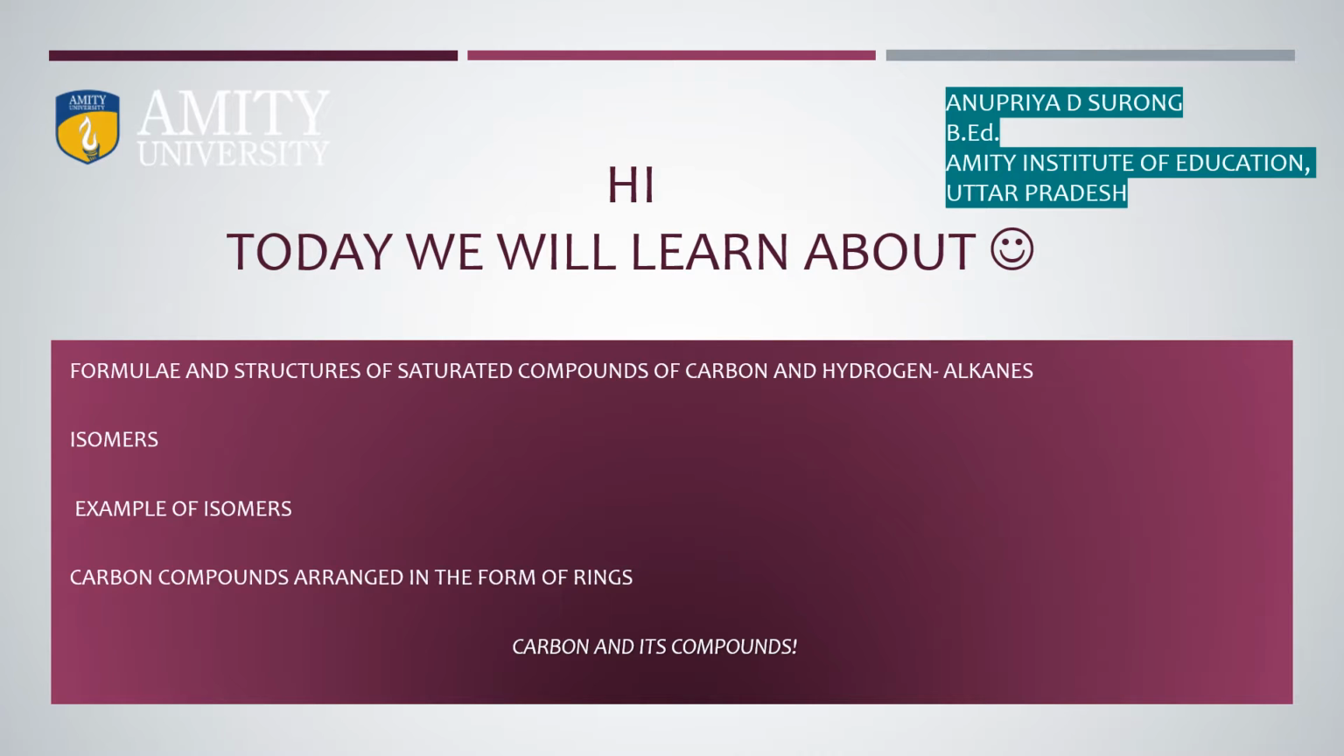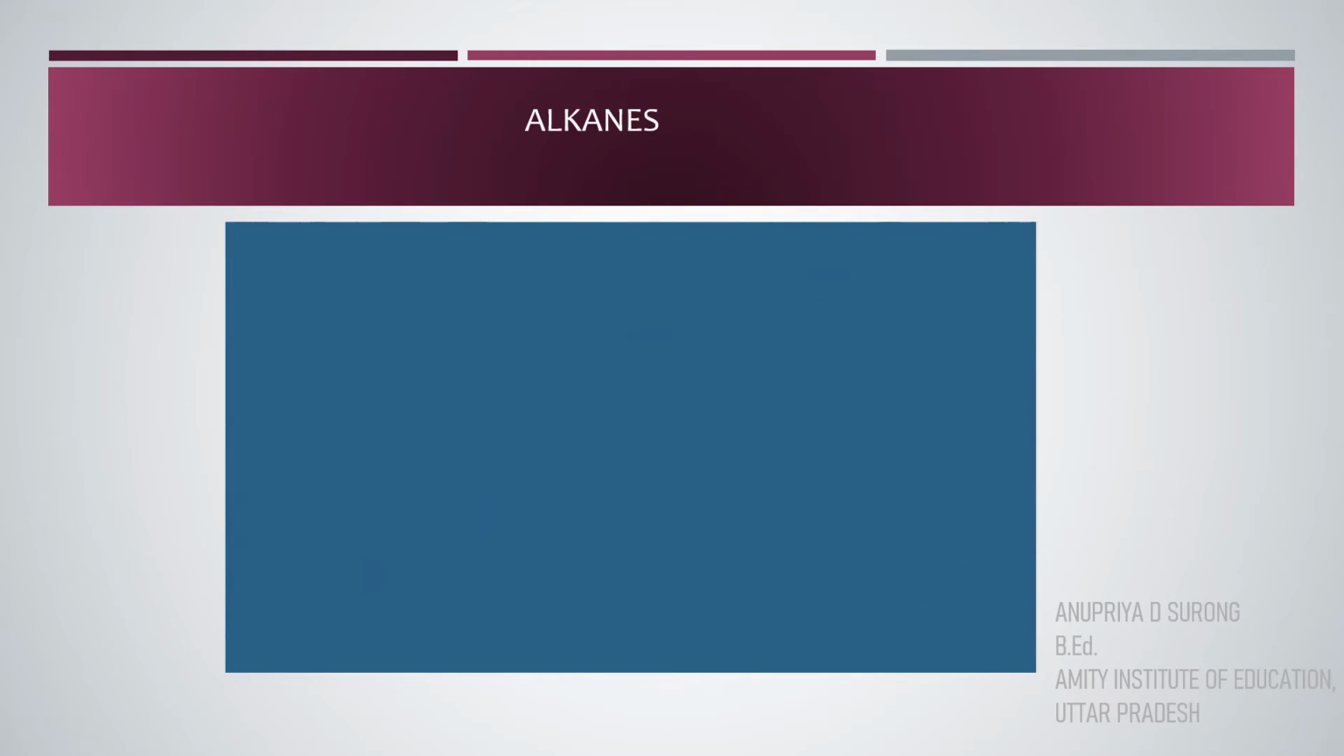Hi, today we will learn about formula and structures of saturated compounds of carbon and hydrogen, that is alkanes, isomers, example of isomers, and carbon compounds arranged in the form of rings. So students, let us look at the simplest saturated hydrocarbon. Remember, saturated hydrocarbon meaning a single bond. So the first one is methane.